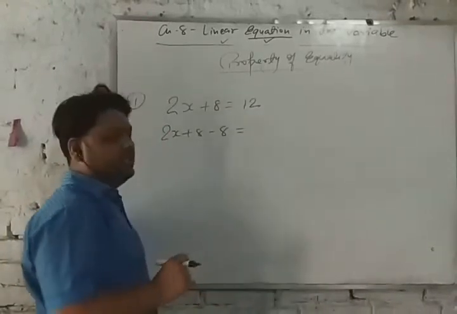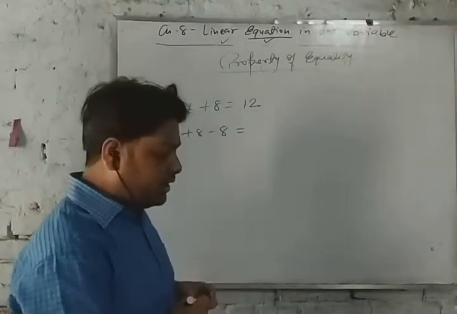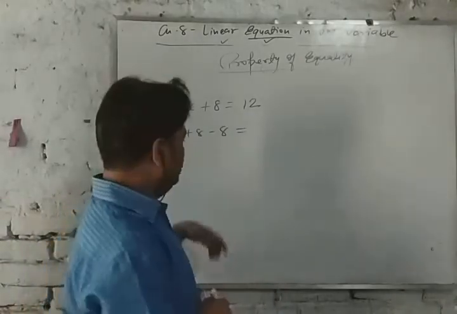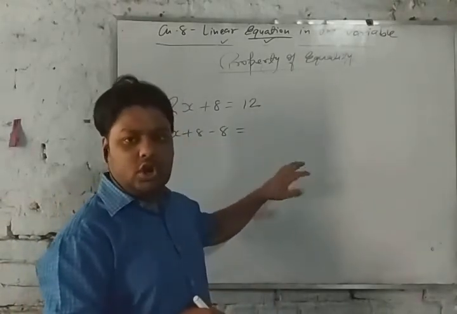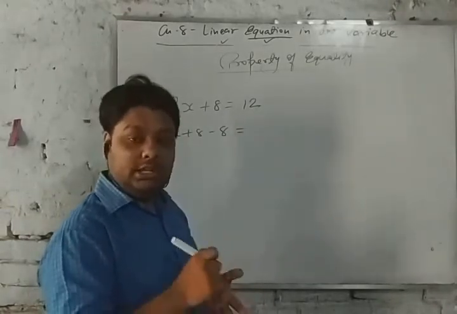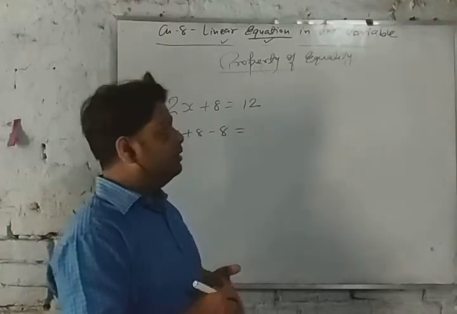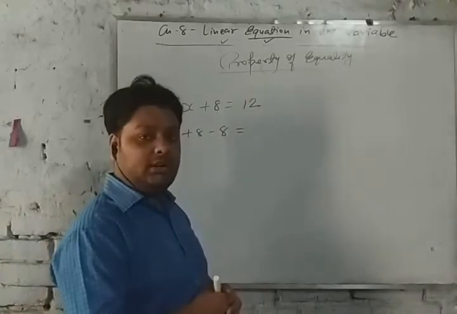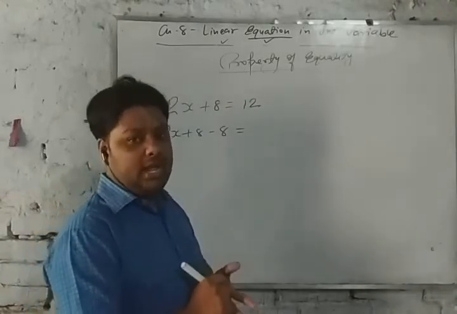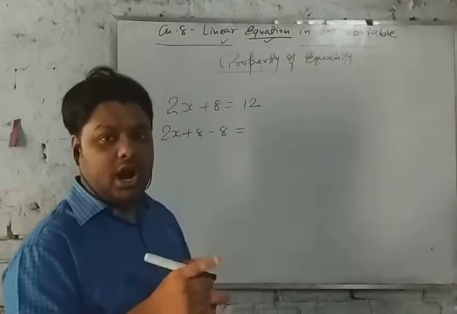In this method, we cannot use the transposition method. Means we cannot take any constant term or any variable from LHS to RHS or RHS to LHS. If you are doing that, it means you are using the transposition method, so then property of equality is not valid. In property of equality, we have to balance. We will not take any variable or constant from LHS to RHS or RHS to LHS.